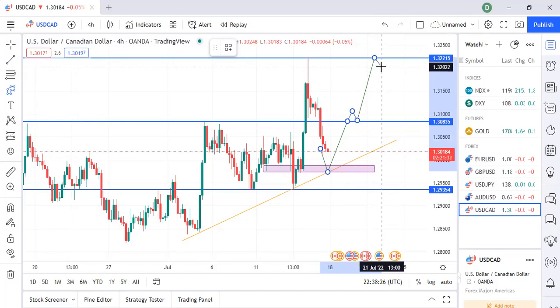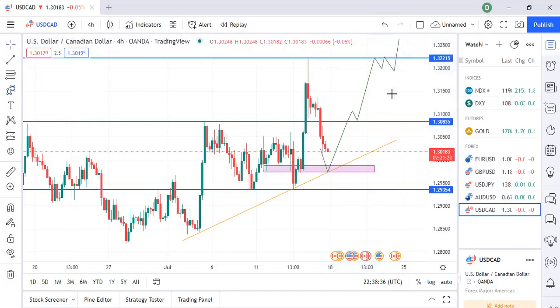From there I will lock profit on any other position and wait to see if price will range a little bit within this region before we see a breakout. If after that we see a breakout, I'll wait for price to push back down and then continue to buy. Otherwise, this will be my first target, my second target, and any other position I'll lock profit on. So that is it on USD CAD.